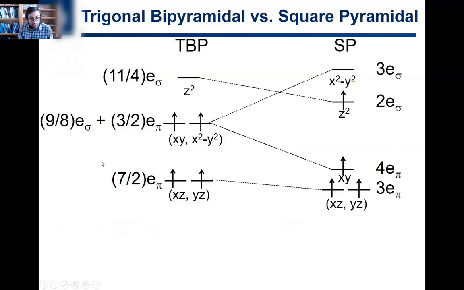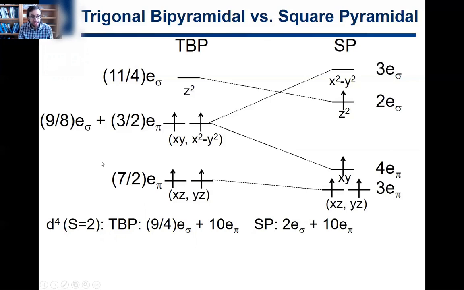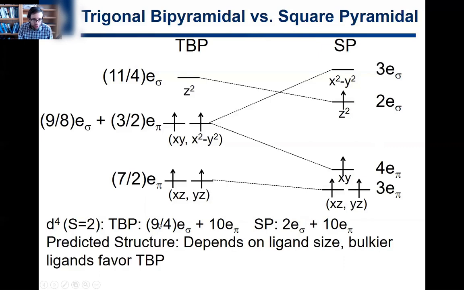Now we can go into a pentet stage. Okay, so this is all 4 electrons unpaired. S equals 2, so we call this a pentet. And that pops up an electron into this dz squared, which has an energy of 2e sigma. And now look, our e pi's actually happen to be the same energies here, both at 10 e pi. And so we're at 2e sigma versus 9/4 e sigma.